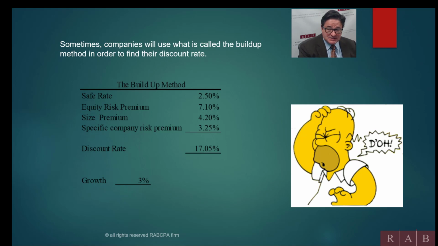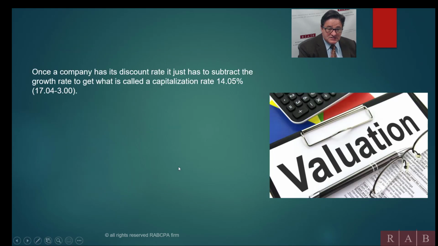And here's where it gets really interesting, because once a company has a discount rate, it's very easy to get what's called a capitalization rate. You just basically subtract the growth rate from the discount rate. Here it's 14.05, right? So now I have a cap rate. And remember, I said a lot of these rates are derived from the discount rate. Once you get that, you can get a cap rate.